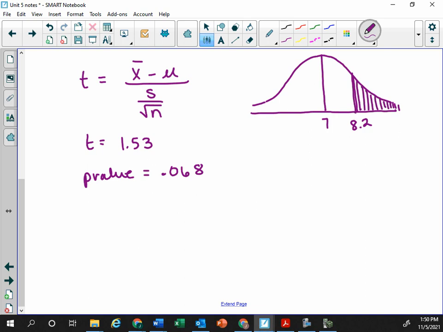Greater than. Okay, so our conclusion, since our p-value of 0.068 is greater than alpha of 0.05. Anybody remember from last time? Does that mean we reject or fail to reject? Fail to reject. Good, we failed to reject.